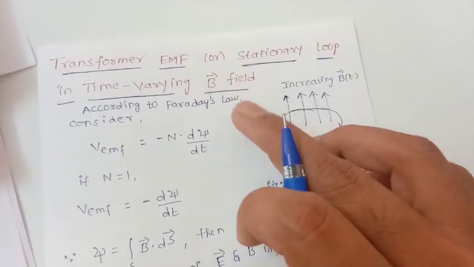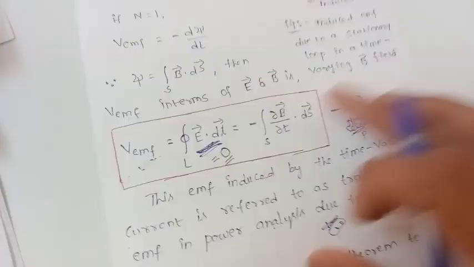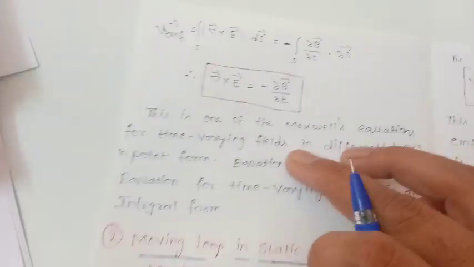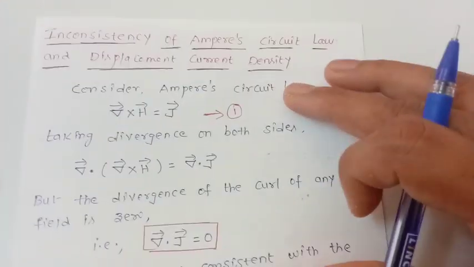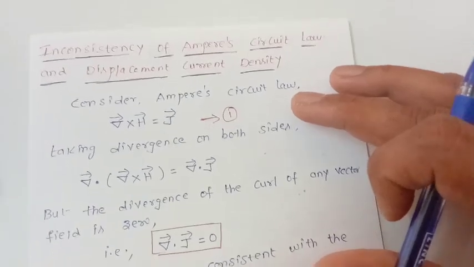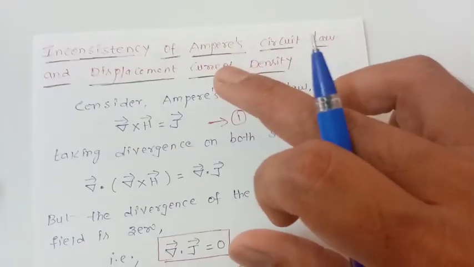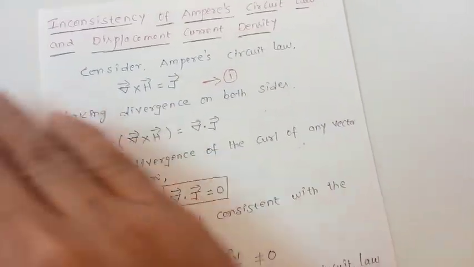These are known as the three cases. The first case is a stationary loop in a time varying magnetic field. The second case is a moving loop or time varying loop in a static magnetic field. The third case is a time varying loop in a time varying magnetic field. This completes the transformer EMF and motional EMF. Now we are going to see a very important topic, that is the inconsistency of Ampere's circuit law and displacement current density. We will see what the inconsistency in Ampere's circuit law is and how it is rectified by Maxwell.